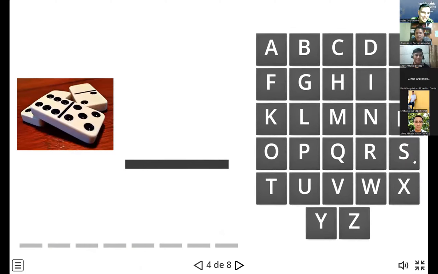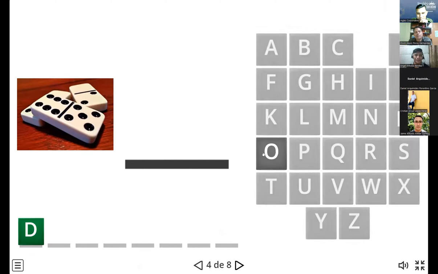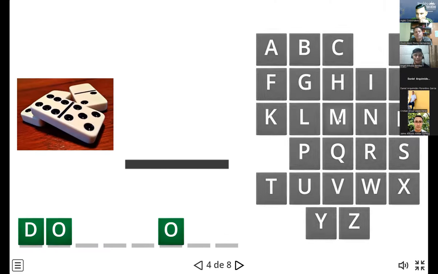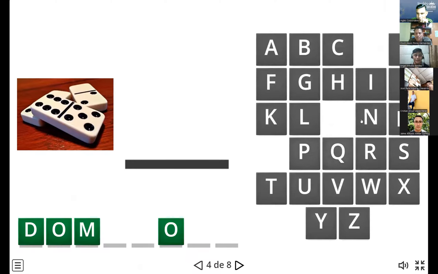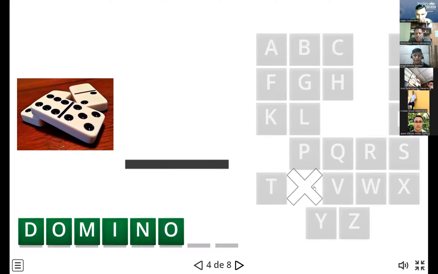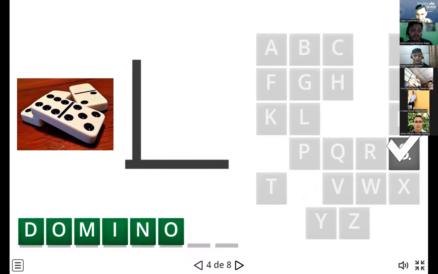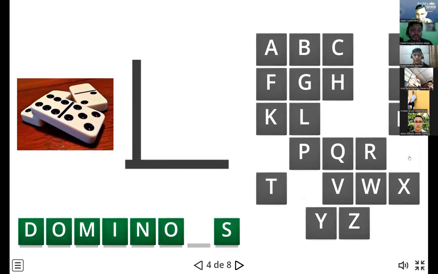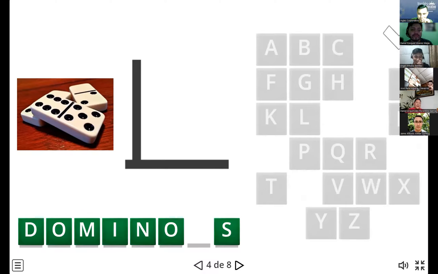The last one, because this was easy. D. O. M. N. I. U. S. E. U. No, no, it's not. Letter E. Dominus. Perfect. Okay, excellent job.